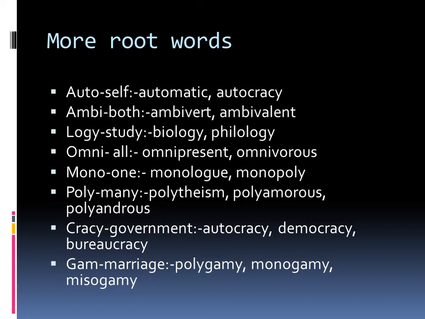The next is ambi. Ambi means both. Ambivert, ambient. Ambivert is an extrovert and an introvert, both. Ambivalent, having two opposing beliefs simultaneously.